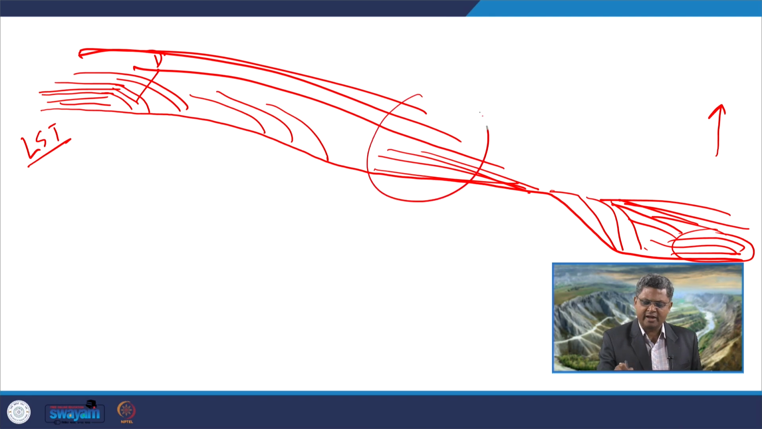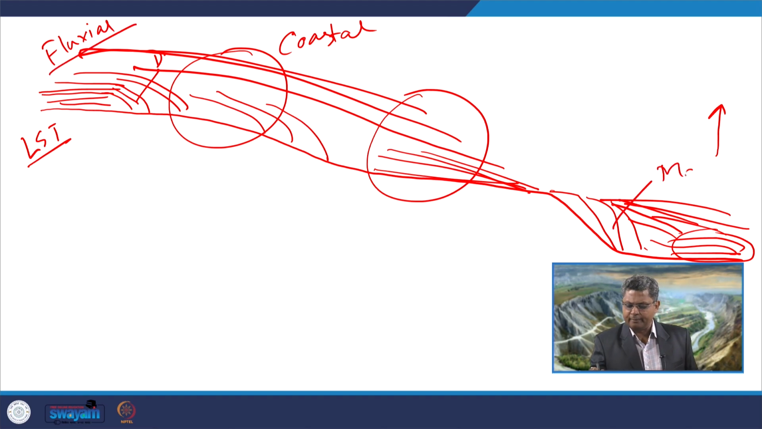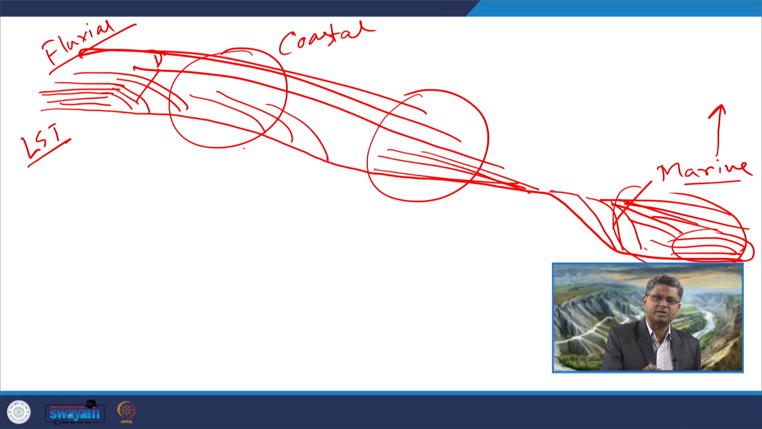One is the shelf area, the second one is the marginal part, which you can call the coastal onlap, the third one over this fluvial part, which we can call the fluvial onlap, and this one is the marine onlap. So, we can identify the transgressive package in three distinct zones. One is a marine onlap occurring along the slope area, second one in the marginal part of the basin where you are getting a coastal onlap, and third one is a fluvial onlap.